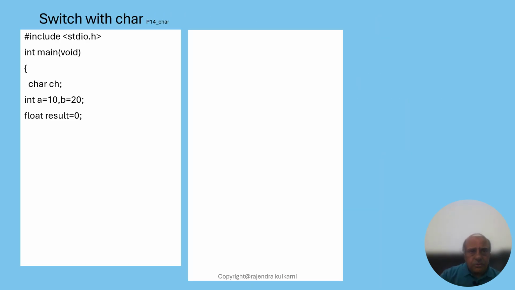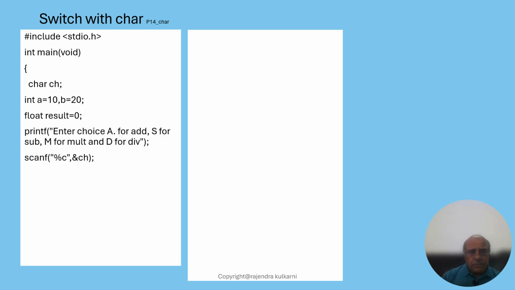We can also use switch with char. In the previous program we used int for testing the switch. In this one we are using a char variable. We have declared 4 variables: one is char ch, int a is equal to 10, b is equal to 20, and float result is equal to 0. We are asking the user for his choice.